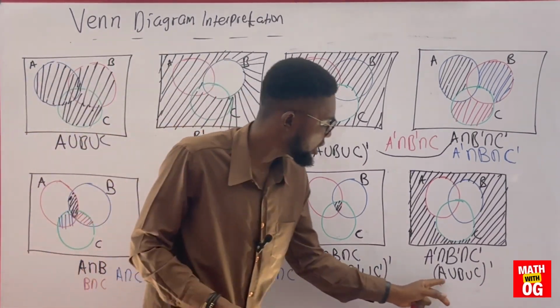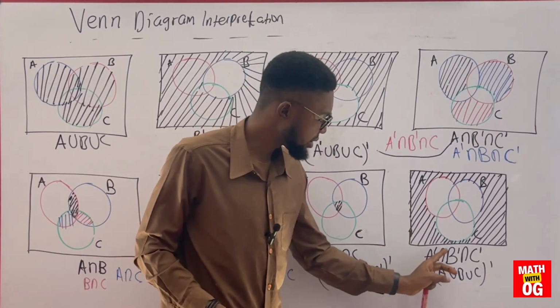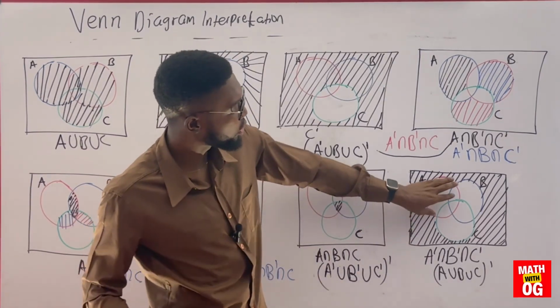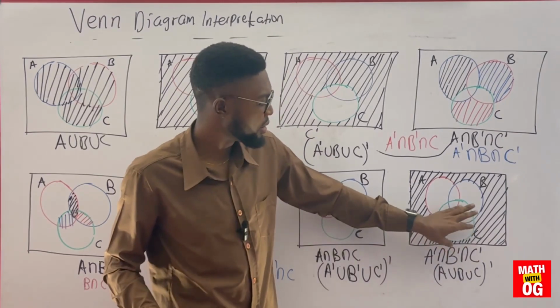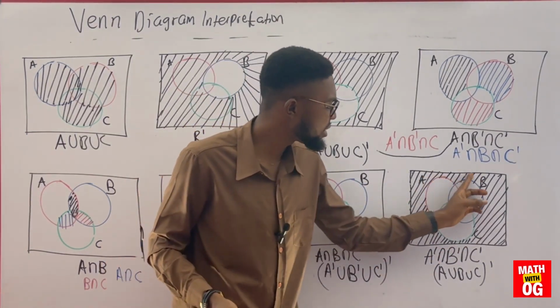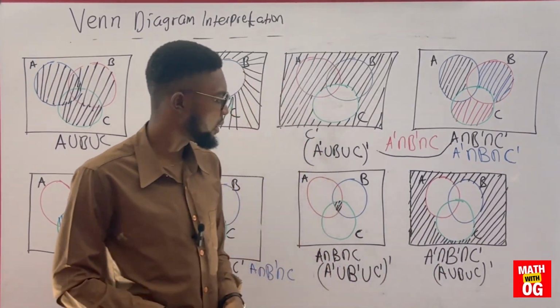So this can be written as A union B union C, all complement, or A complement intersection B complement intersection C complement. So when you shade your A complement, you shade everything outside A, B complement everything outside B, C complement everything outside C. So what is common to these guys will be everything without touching A, B, and C. So this is what you have to be your final answer.